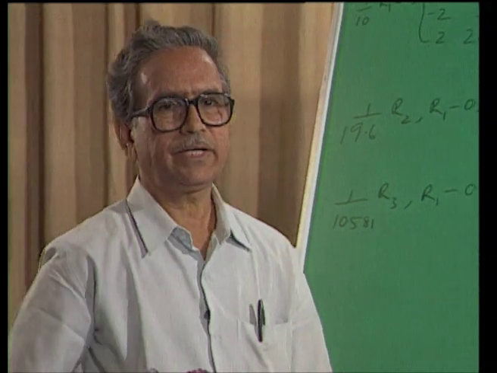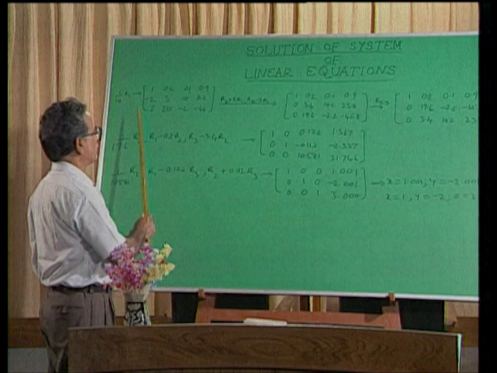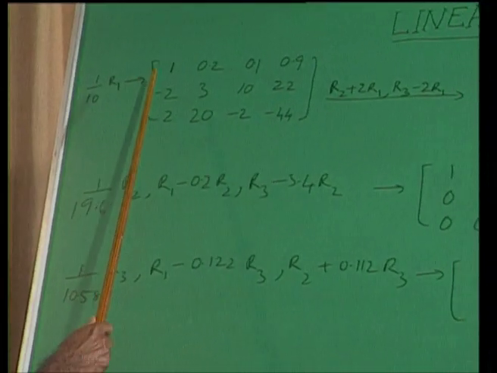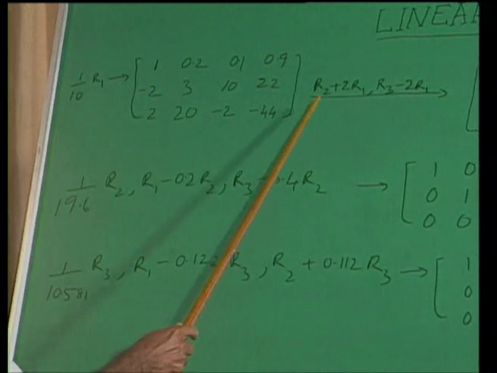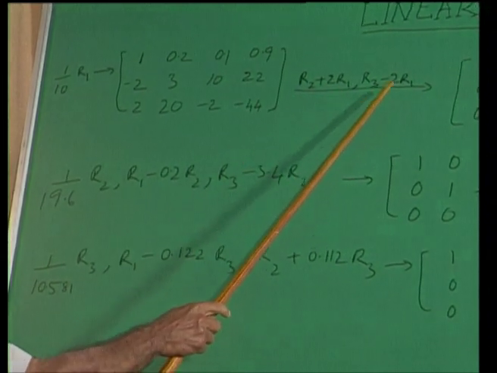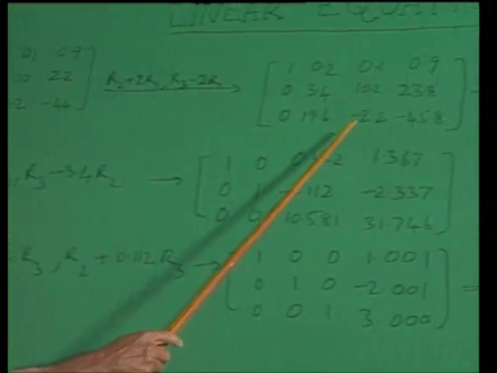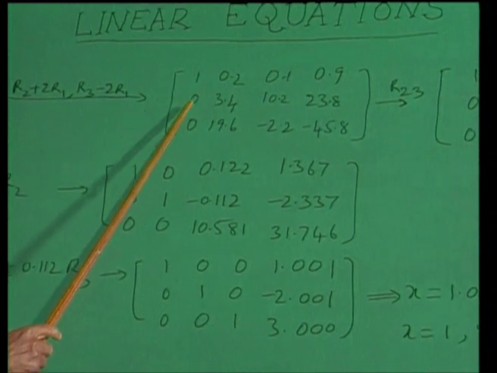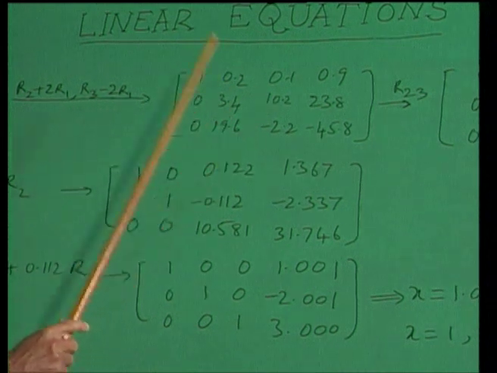Apply 1/10 R1 to get the first row pivot as 1. The first row now becomes this, and to make the other elements in the first column zeros, we perform the row operations R2 plus 2R1, R3 minus 2R1 in this order, and thereby from this matrix we get this matrix. Now, you can see the first column is 1, 0, 0. Now, we have to repeat this process for the second and third.